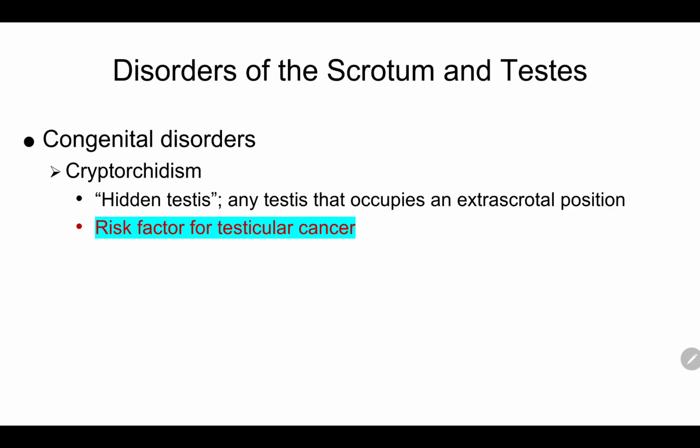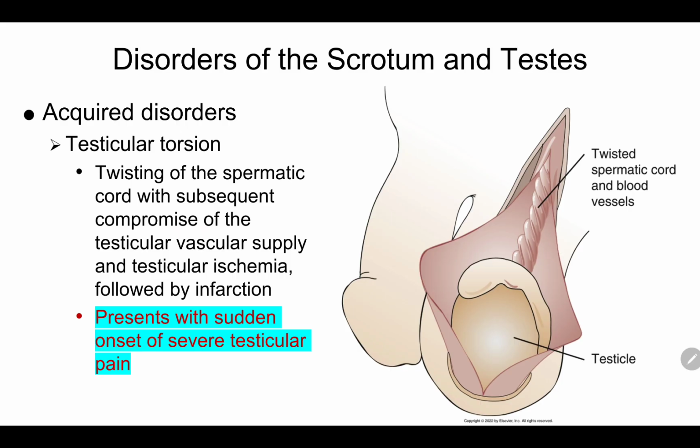When we look at cryptorchidism, this is also denoted as hidden testes. This is where the testes occupy an extrascrotal position, so they're not in the scrotal region. They're somewhere else, basically. What we have to understand about cryptorchidism is that it's a risk factor for testicular cancer. It is going to be a risk factor for testicular cancer.